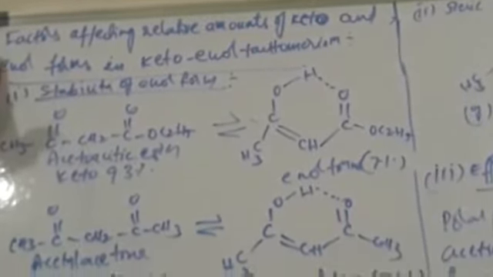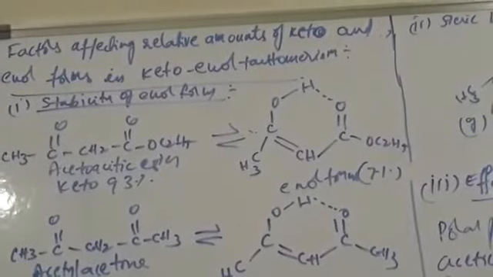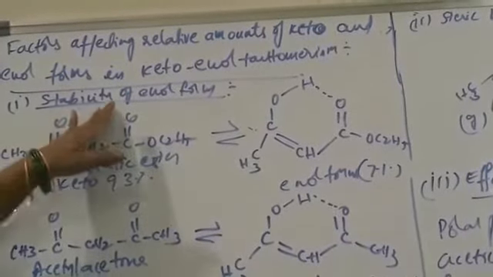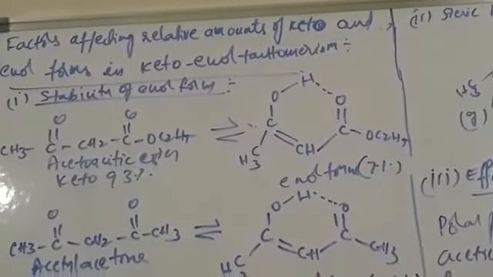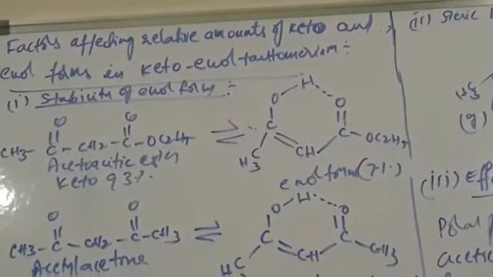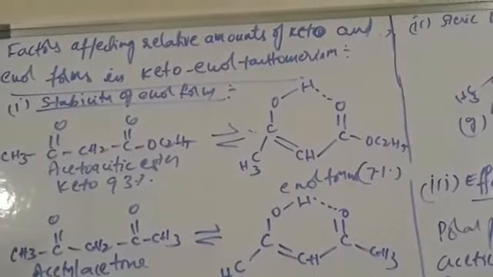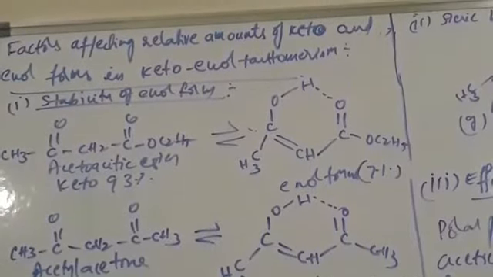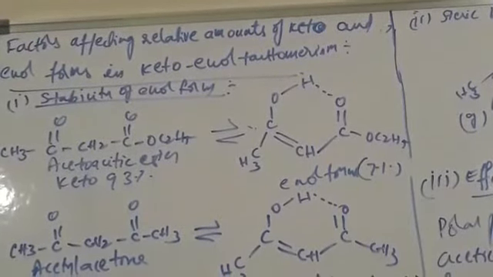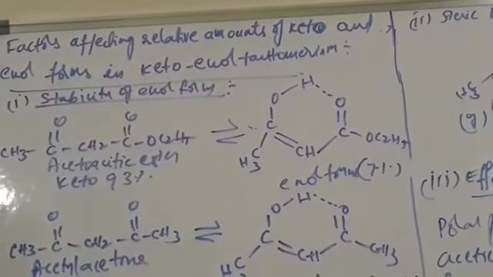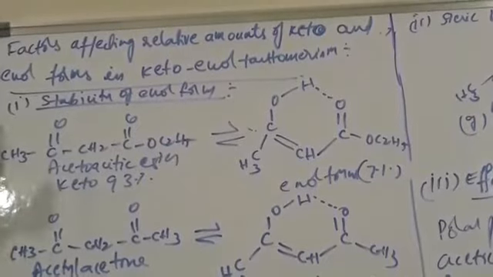So next, factors which affect the relative amount of keto and enol form in keto-enol tautomerism. First, stability of the enol form. You know that the keto form is more stable than the enol form in keto-enol tautomerism. But some exceptions are there. In some compounds, the enol form predominates over the keto form also. So the general thing is, the keto form is more stable than the enol form.